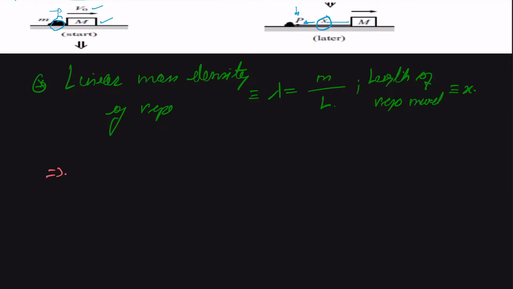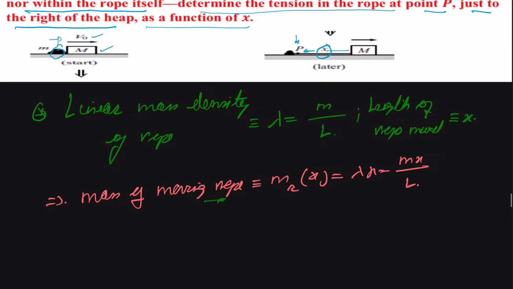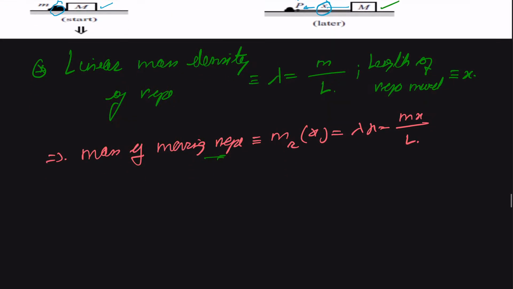Therefore, we can say the mass of the moving rope, let us call this m_r, will be dependent upon x. So we can write this as the linear mass density multiplied by x, which is Mx upon L. So we found the mass of the moving rope, and we also know there is a block which has a mass capital M.